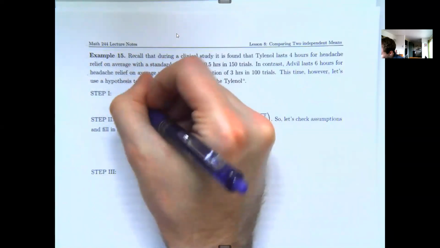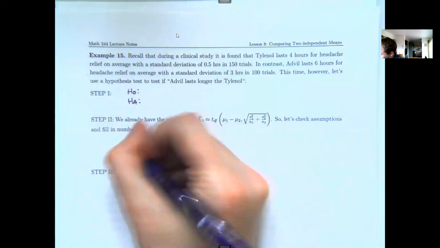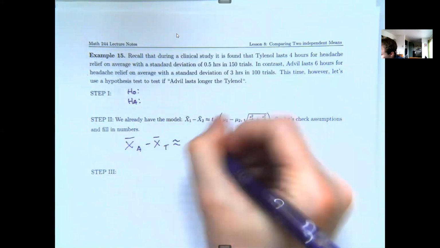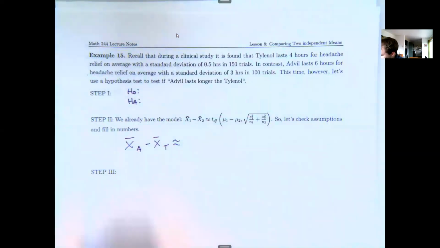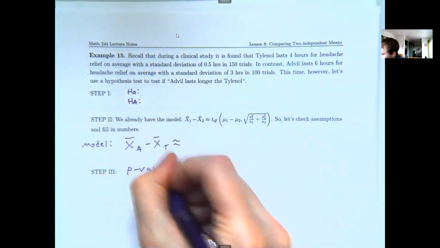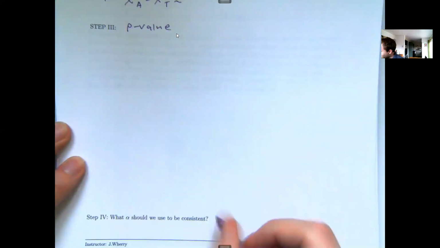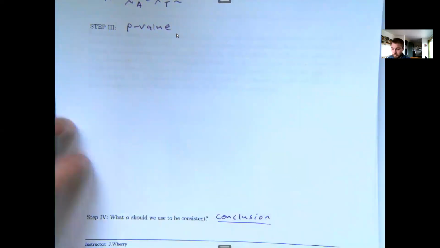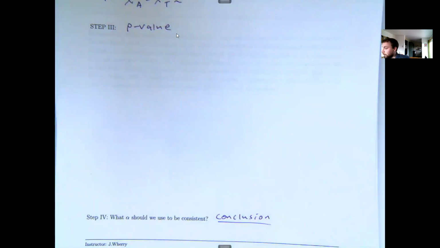So step 1, hypotheses. Step 2, I'm still comparing averages, and I'm still doing this for the Advil compared to the Tylenol group, so I'll come up with the model. Step 3, this is where I calculate my p-value. And down at the bottom, step 4, this is where I will do my conclusion. Let's fill in the gaps and see what's going on. And I'm going to come back to the conclusion.